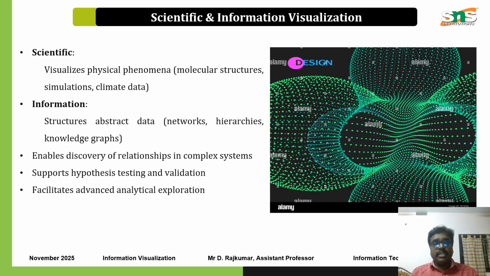Next comes information visualization, which structures abstract data in the form of networks, knowledge graphs, and sometimes hierarchies. Both types of visualization help us to discover relationships in complex systems, and also help us to frame hypotheses and test them, and either validate them or say the hypothesis is not confirmed. It also facilitates advanced analytical exploration, where we are able to detect or predict certain occurrences based upon historical data with the help of the visualization process.